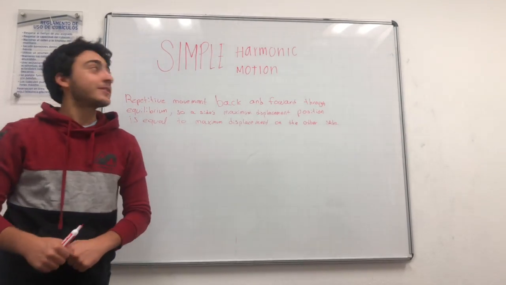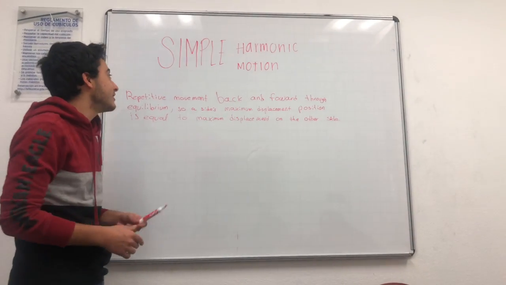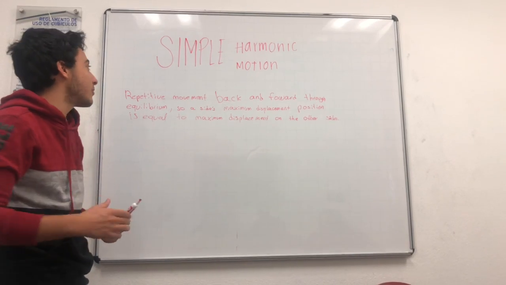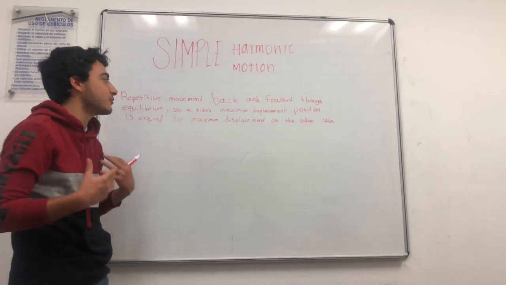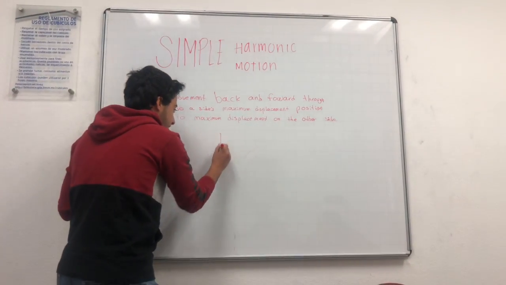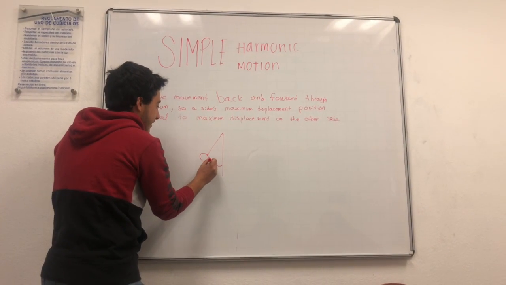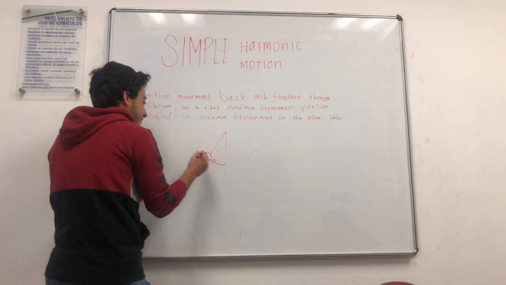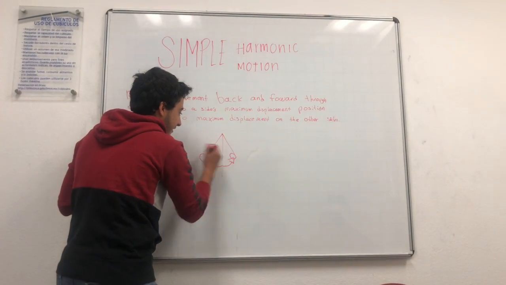Let me show you some things. Well, Mira, simple harmonic motion is pretty easy. It's actually the repetitive movement back and forward through equilibrium. So one side's maximum displacement position is equal to the maximum displacement on the other side. Like in a pendulum. You got the pendulum here, right? So the object will displace to the left side as much as it will displace to the right side.